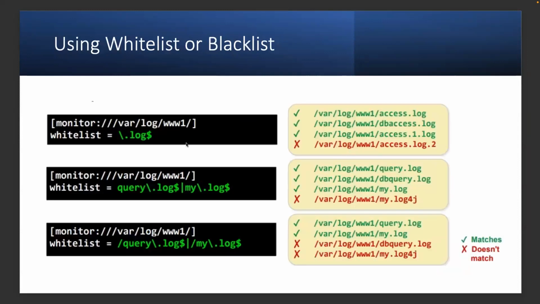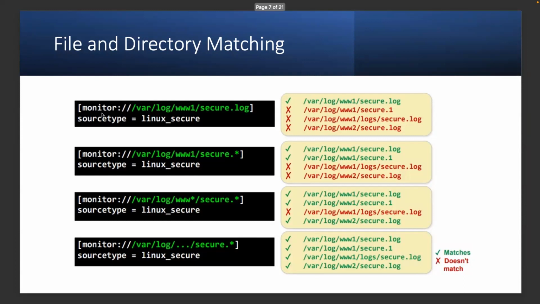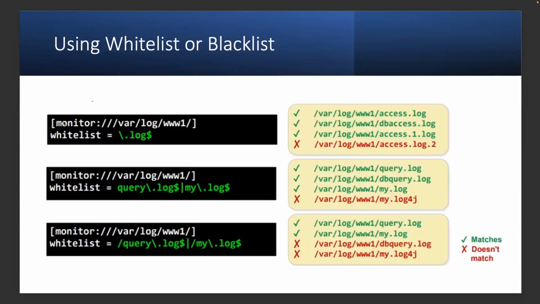Okay, and this here was us defining the source of the data. We can directly select the file, or open it to multiple files, or even capture directories and all of that. Now we have already defined that we are looking at var/log/ww1, that is the path. Inside of that, I can add a whitelist.